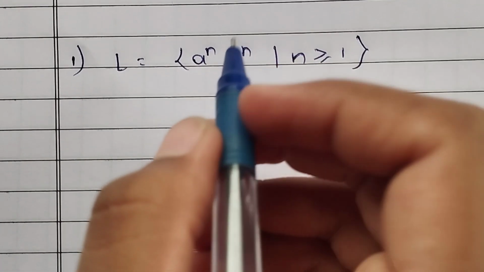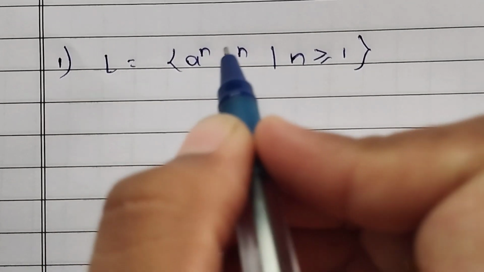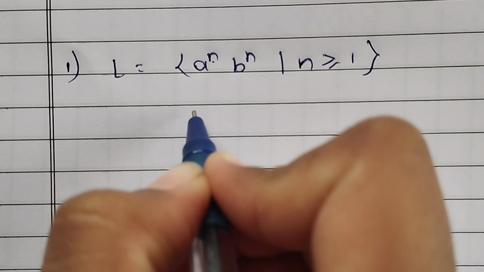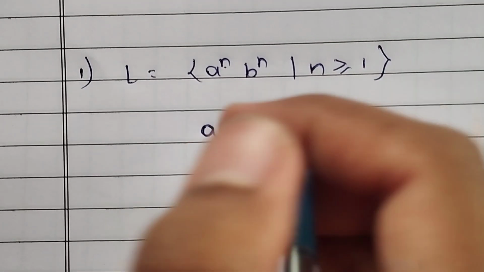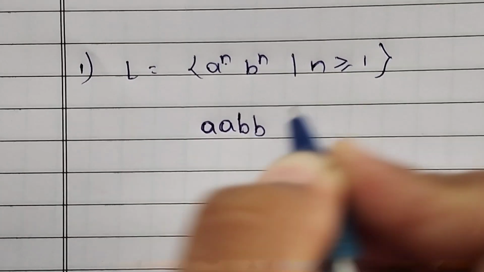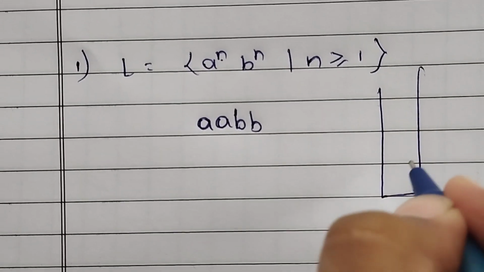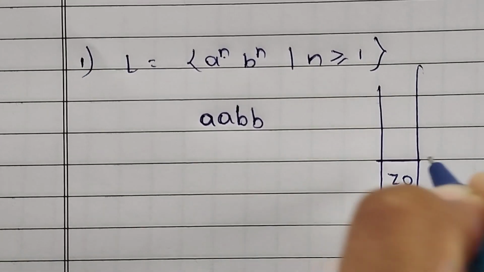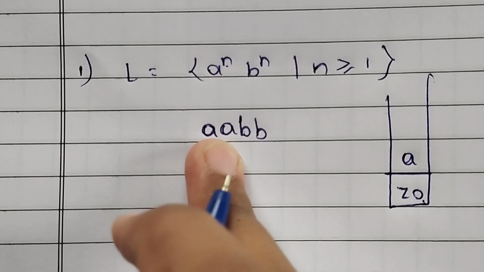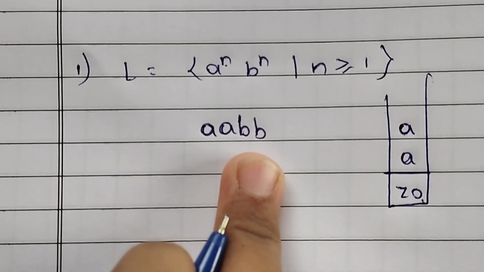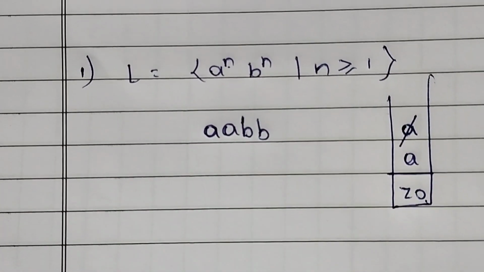So I hope now you have built your logic, and if not then we see here. First, if we consider n is equal to 2, so a raised to 2 means a a, then b raised to 2, so b b. So this is the language string, and here this is the stack. Initially z0 is present in the stack, and now we read a, so we push the a, again we read a, push the a.